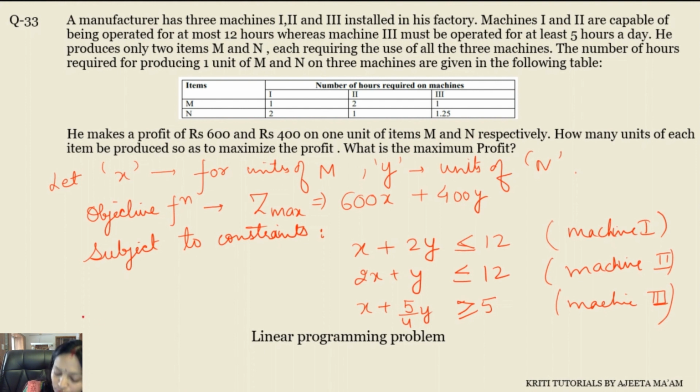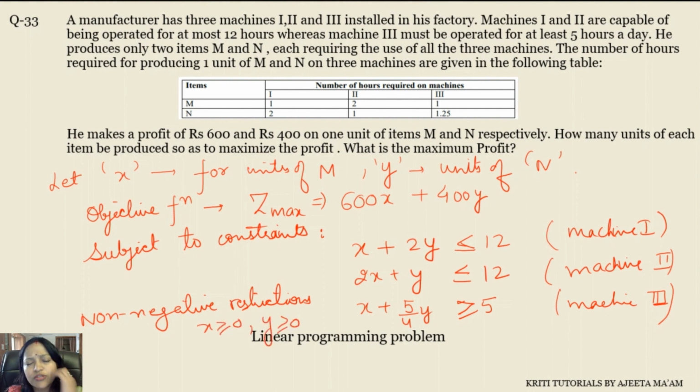Now, the last important point is the non-negative restrictions. It is very important to write. It always carries half a mark, students, meaning if you don't write it, half a mark will be deducted. So this is your non-negative restrictions. Non-negative restrictions mean what the possibilities of x and y can be. It is the number of items of M and N, so it will always be greater than or equal to 0. Don't miss this point. Most of the students miss it here.